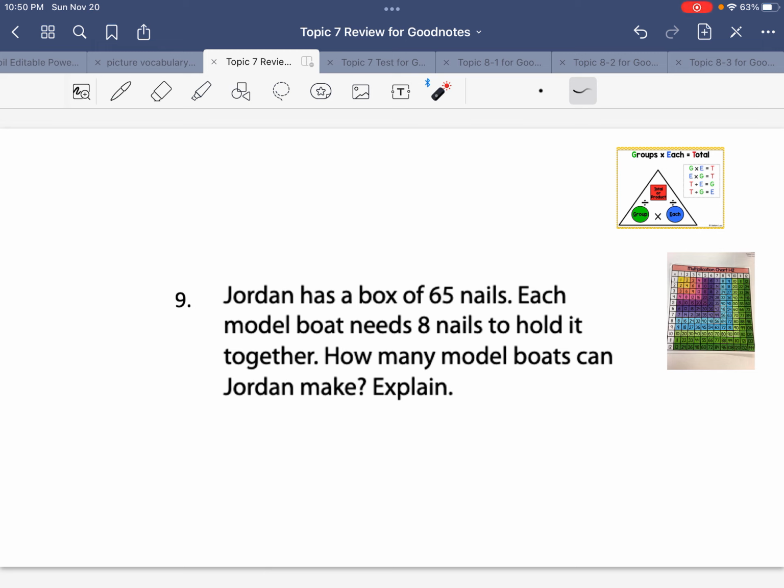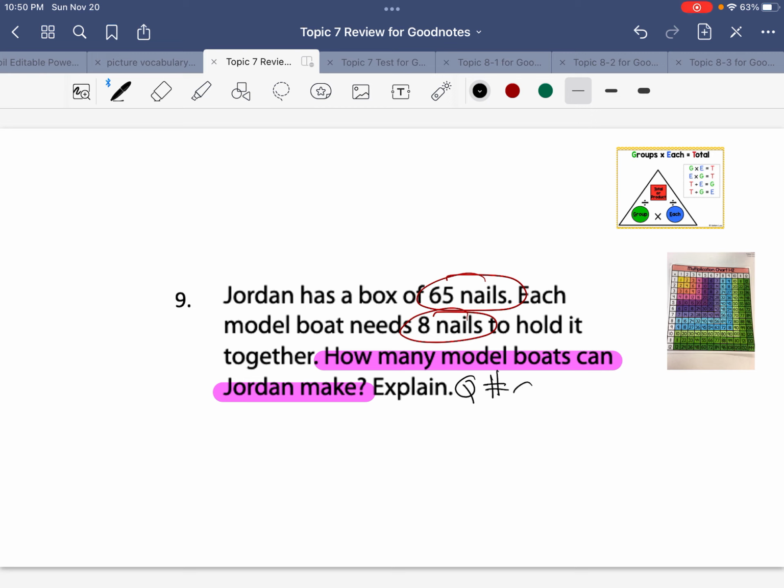Number 9 says, Jordan has a box of 65 nails. Each model boat needs 8 nails to hold it together. How many model boats can Jordan make? Explain. So I'm going to do my cube, circle my important numbers, 65 nails, 8 nails. Underline my question, how many model boats can Jordan make? Rewrite my question, number of model boats.